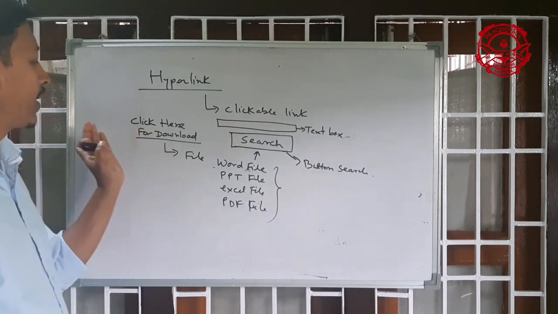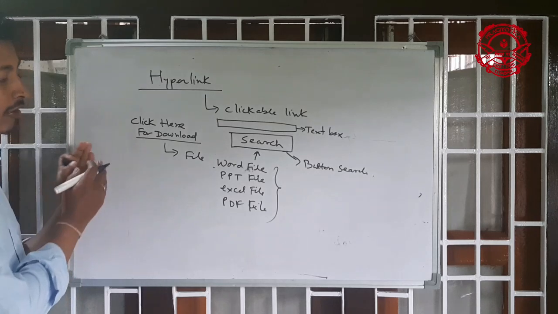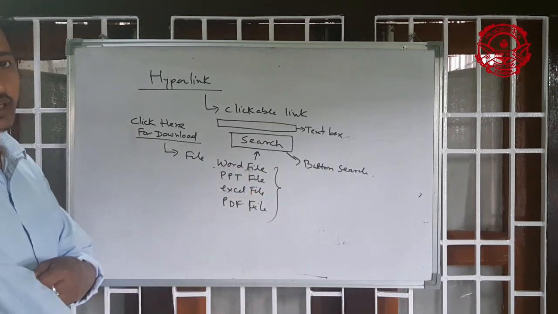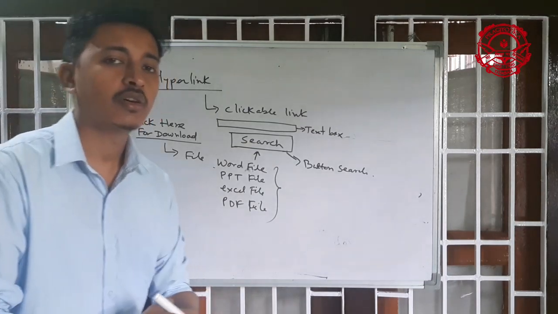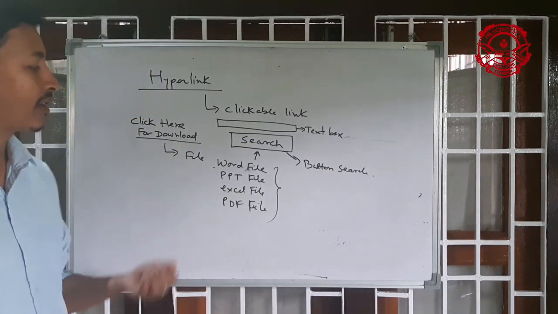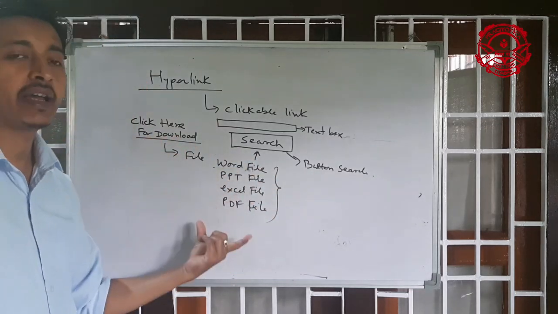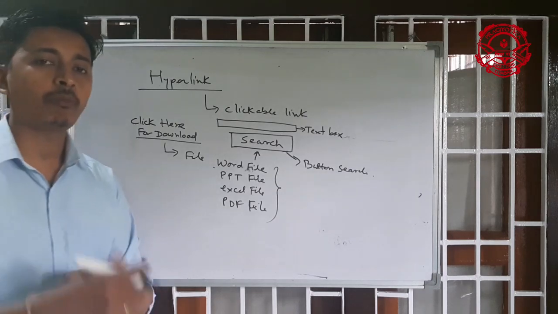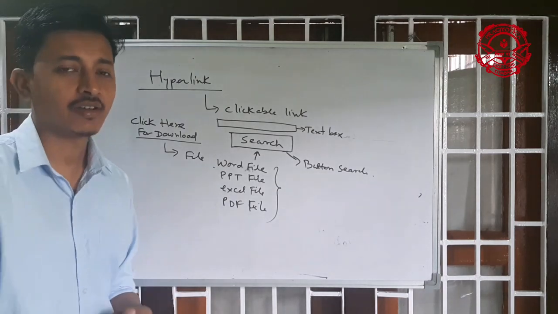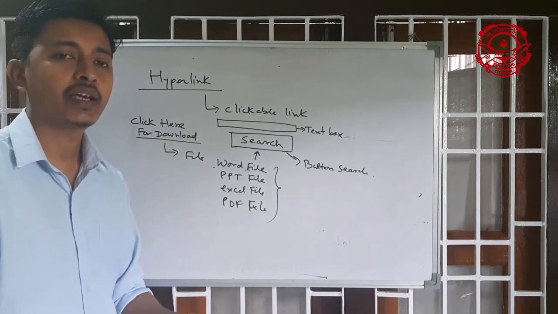When you click on the download or click on the text, it will open a file. This depends on the users, on the creator who creates this link. It will create a web page link or a file link. Or the last option you can give here is that it will also open an email address. When you click on a hyperlink, it will automatically open an email address.